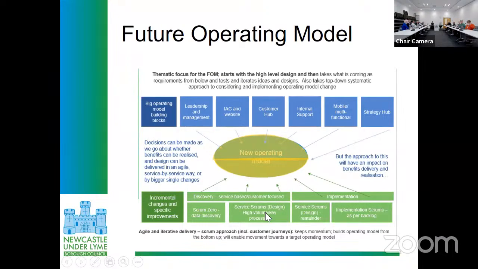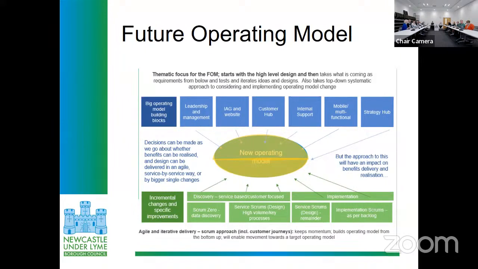Okay, so this is a summary then of the operating model that we were looking to achieve through bringing in the One Council programme, with the big blue building blocks at the top, which are some of the larger pieces of work that we wanted to achieve. We've developed the strategic hub. That's Vanessa's team now working on that performance framework. We're working on our internal support services. The customer hub is up and running.